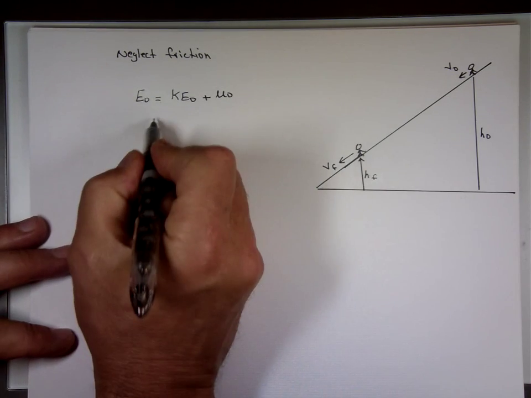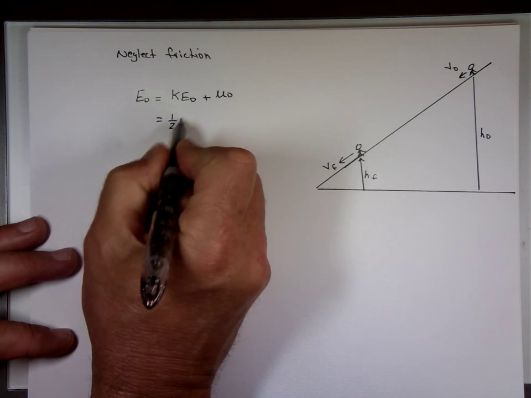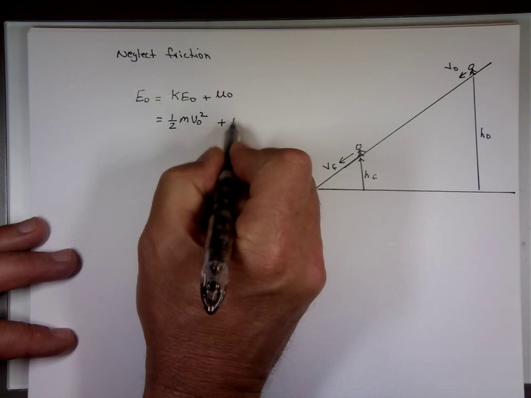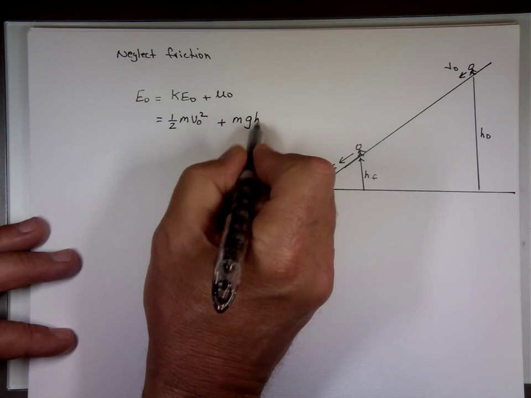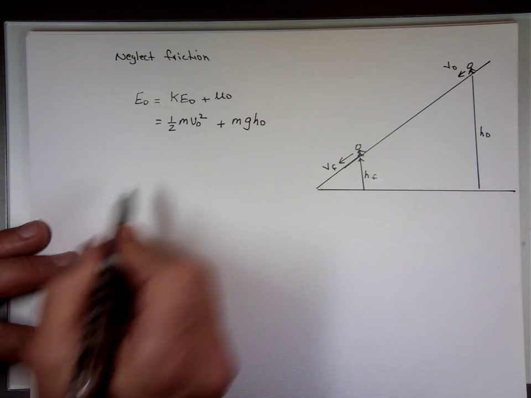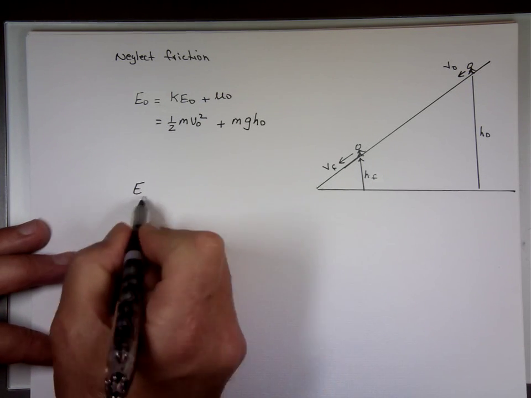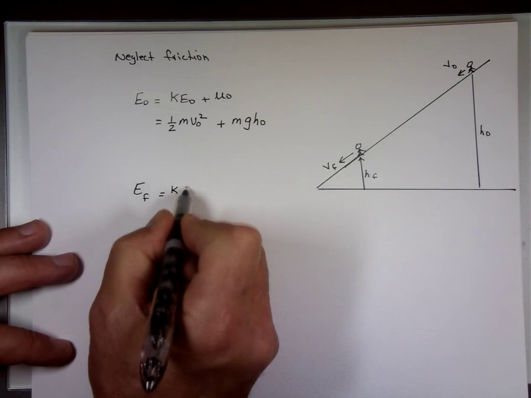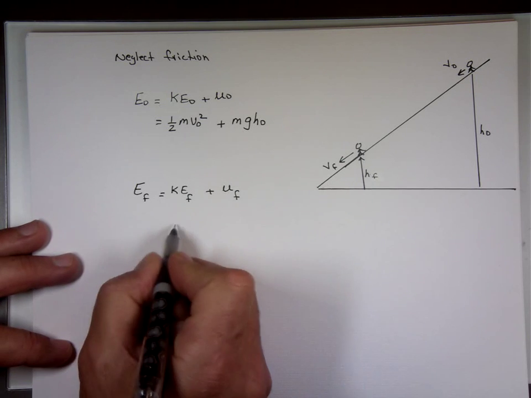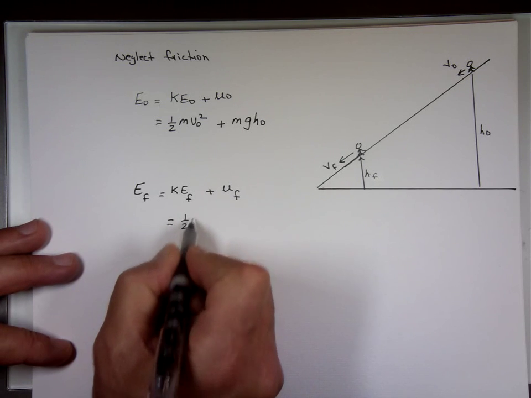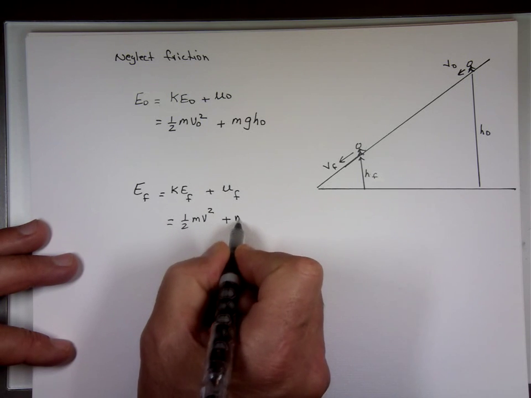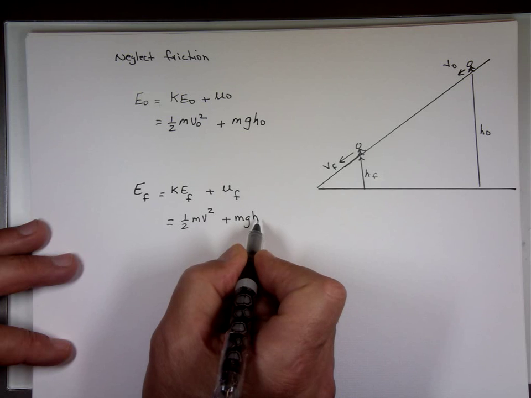And the kinetic energy is what? 1/2 the mass of the person times the initial velocity squared. And the potential energy is what? The mass of the person times gravity times the initial height. The final mechanical energy is the final kinetic energy plus the final potential energy, which is 1/2 mass times the final velocity squared plus mass times gravity times the final height.